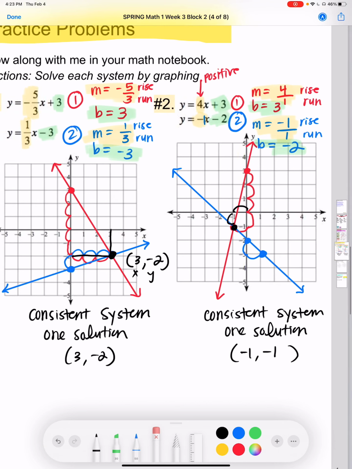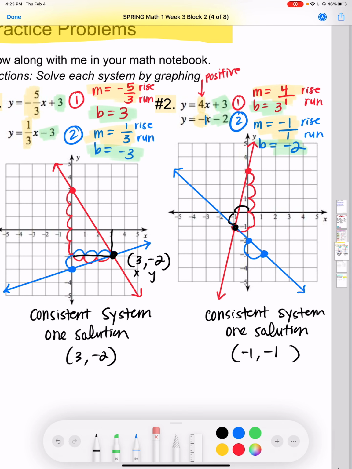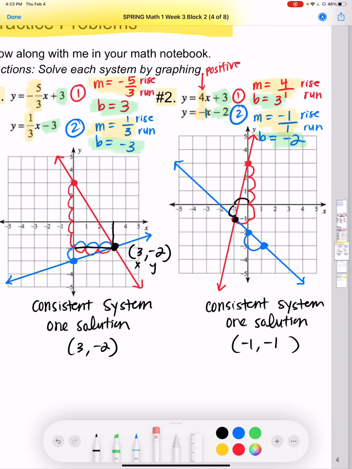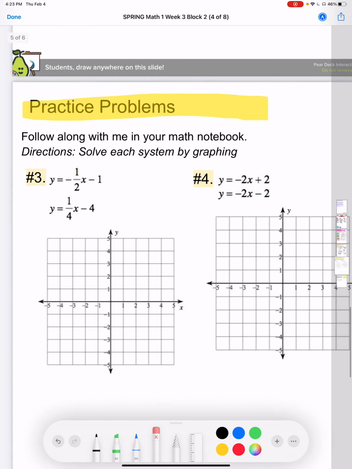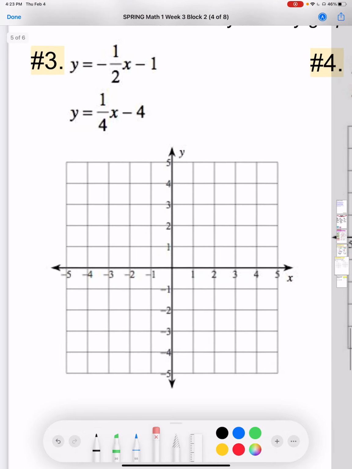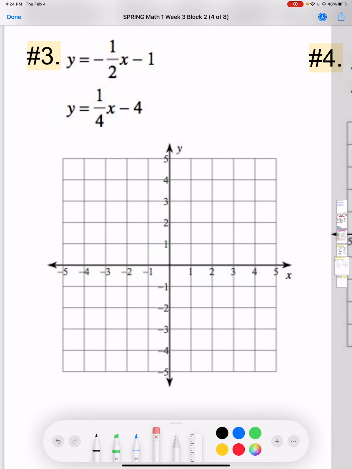All right, I have a few more examples to do. So if you need more time, go ahead and pause it, copy this down. Otherwise, I'm going to go ahead and move on to number 3 and number 4. Okay, so number 3, we're doing the same thing. We're graphing these two equations.